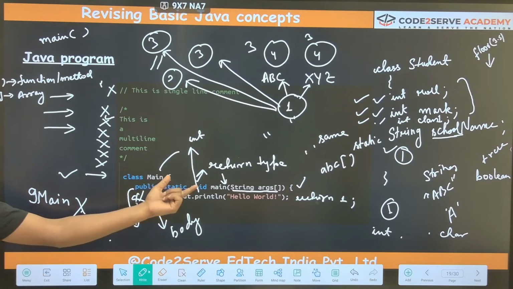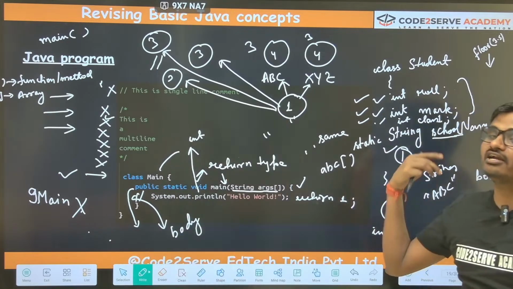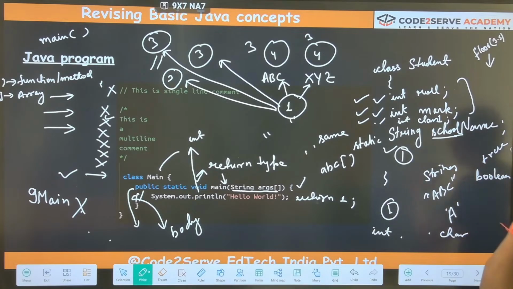This is a predefined function. The main method is already written by the Java developer, right? So we'll learn later in the section how to create our own method. Now next we'll wrap it up. Let's try to complete one or two more slides.